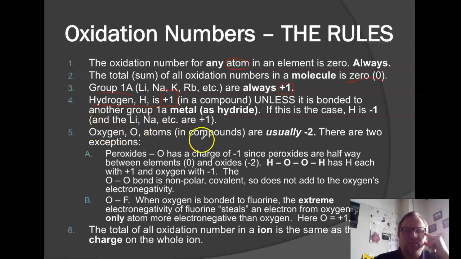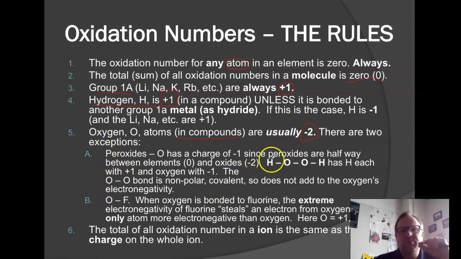Next, oxygen atoms, which we're going to encounter frequently as we move forward. The oxygen atoms that are part of compounds have an oxidation number of -2. Okay, and there are exceptions to this. This is one of those cases where we've got these exceptions up here, but to be perfectly honest, I've never seen them come up. So the first exception is for peroxides.